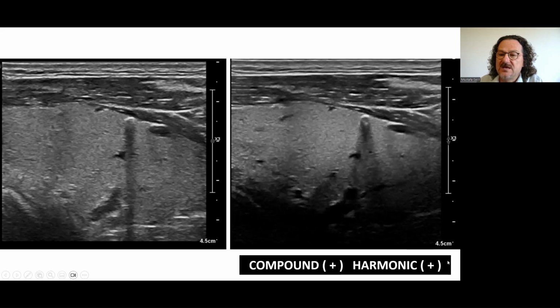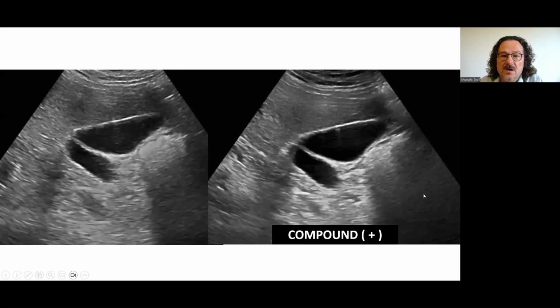And when harmonic is also on, you see the resolution increases, but the penetration of the sound beam or the signal decreases. In that example, nothing is on. You see the gallbladders. These are side lobe artifacts, reverberation artifacts here. This is almost a nude image.